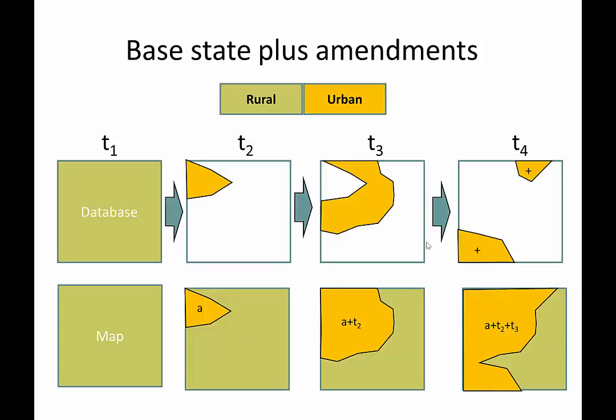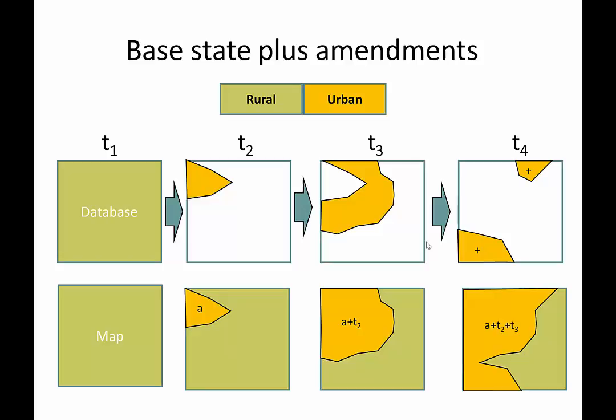So this is one model that's called the base state plus amendments model. In this example, a poor choice of colours, absolutely. They look all right when they're on the screen, and then you display them up on the projector and it all goes wrong. They're not very clear. We're looking at rural and urban environments, two land use classes.